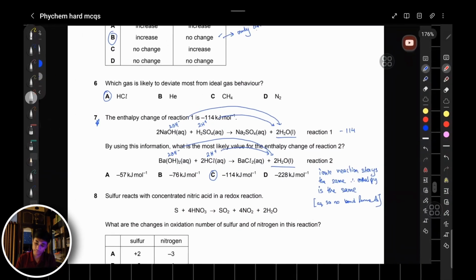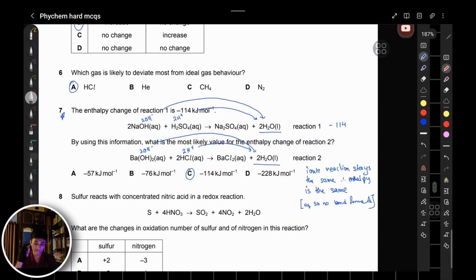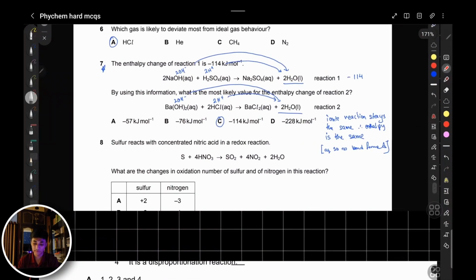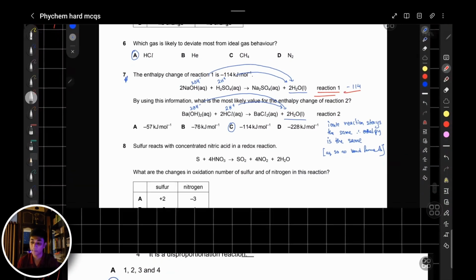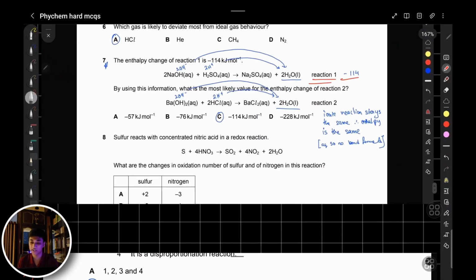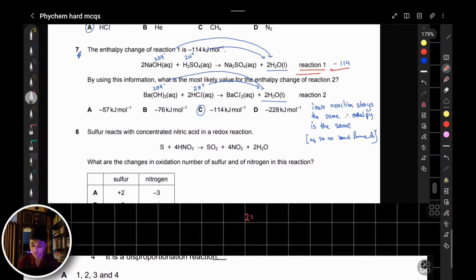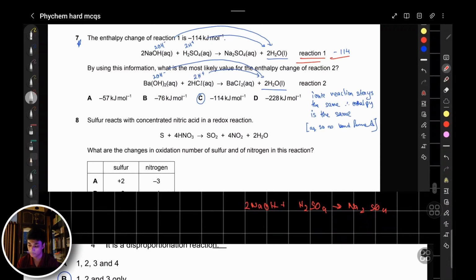Okay, so the first thing is, let's consider the first equation, reaction 1, and they've given you the enthalpy change for that reaction, which is negative 114. 2NaOH plus H2SO4 giving you Na2SO4 and 2H2O. Great.